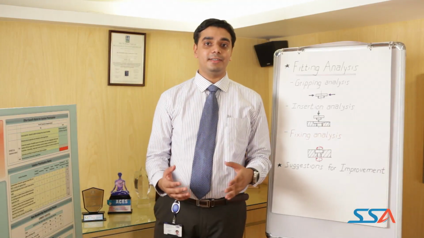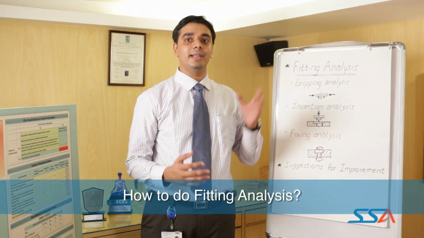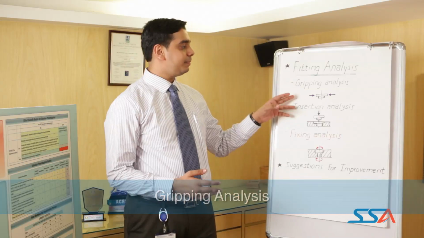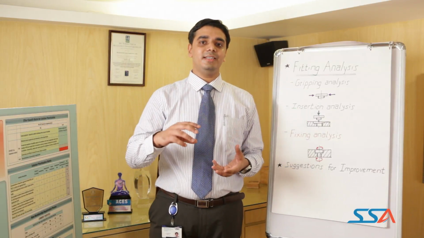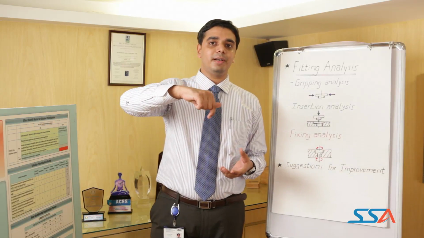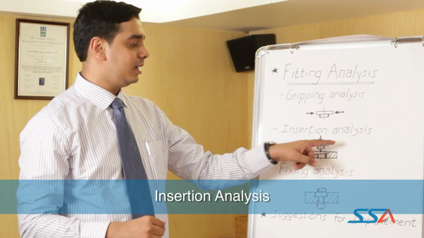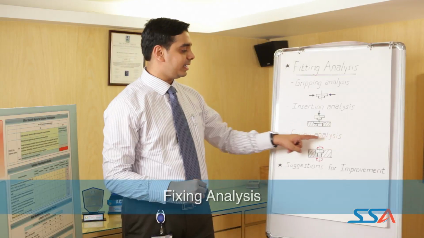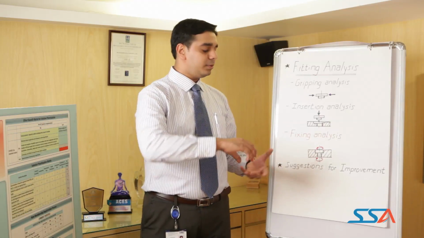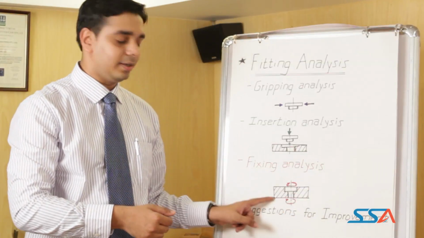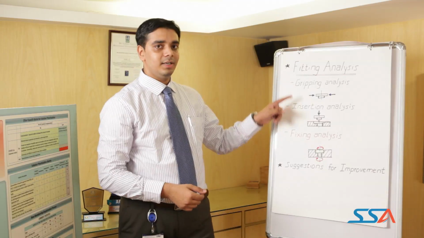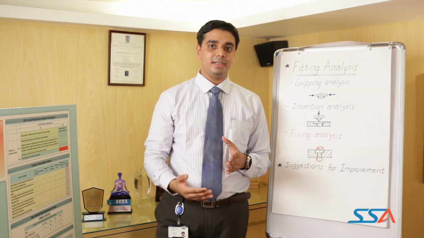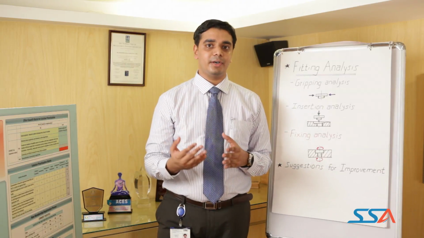After having done the feeding analysis, we will take a look at how fitting analysis, the next obvious step, is done. In fitting analysis, we have gripping analysis. Gripping analysis is nothing but the easiness of a component, how easy it is to grip a component. Then insertion analysis, how easy it is to insert a component in its mating part. And then the fixing analysis, how easy it is to fix a component in its mating part here. After having done all this analysis, we suggest improvement for the design efficiency and the feeding and the fitting ratios in the product or assembly.